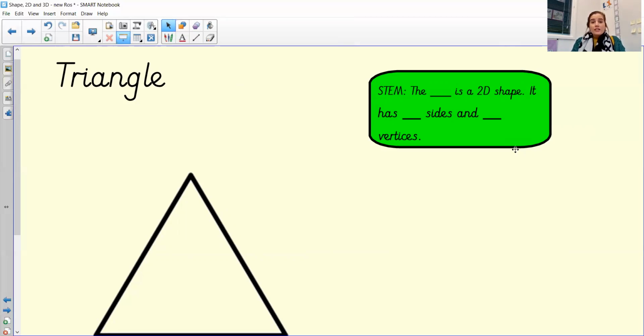Fantastic. A 2D shape is a flat shape, and the way that I always describe it to my class is as though I can post it through a letterbox. It's flat, okay? It's a flat shape and it has vertices and it has sides. So these are its vertices. Let's get out my red pen.